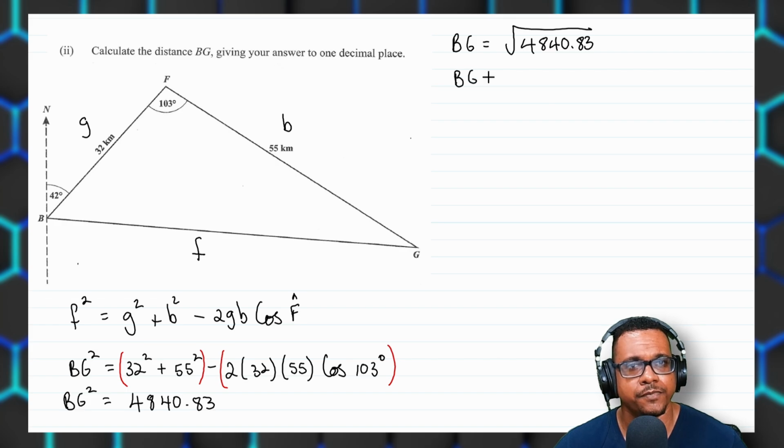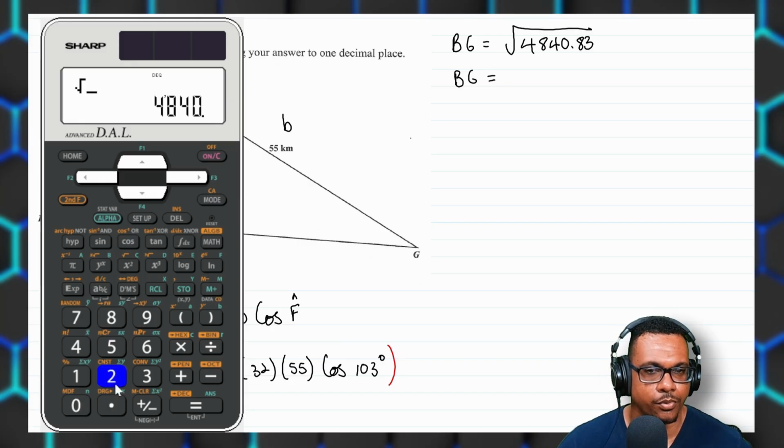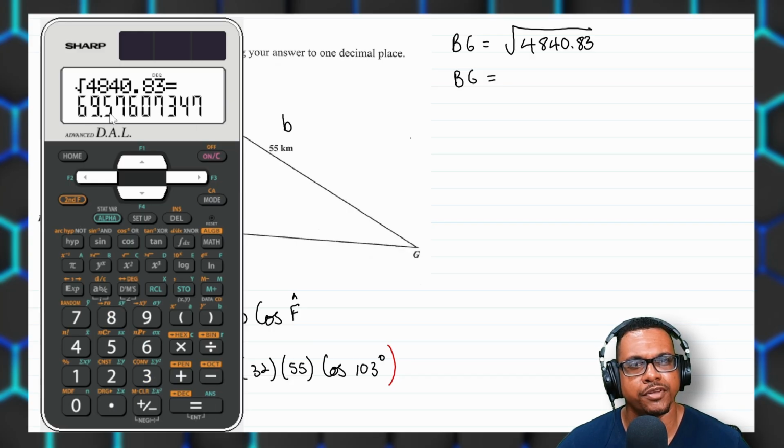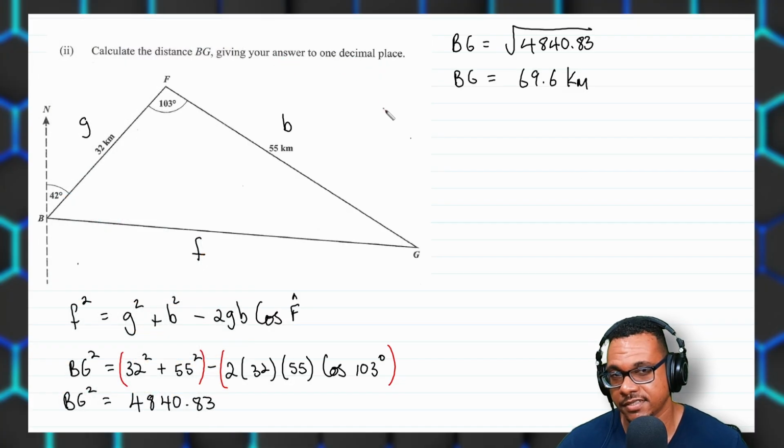So BG is equal to, so here we have the calculator again. So we're going with the square root. So the square root is the second function of the x squared button for me. So second function x squared, and the square root comes up. I'm going to put the 4,840.83. Press equal, and we get 69.57. Now remember, it's 1 decimal place. So stopping at the 5, and after is a 7, so 69.6. So we're going to have BG is 69.6 kilometers. And that's your answer to 1 decimal place.